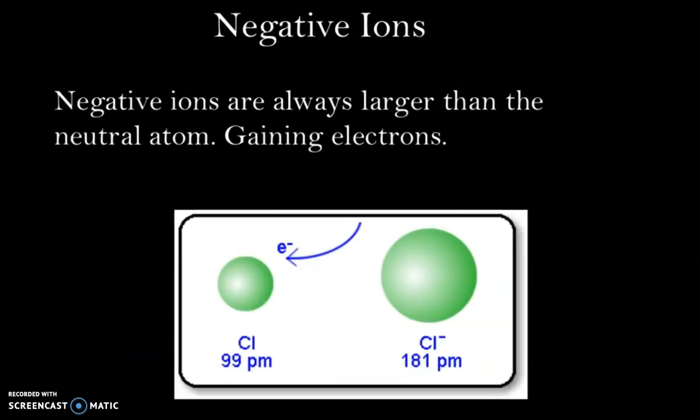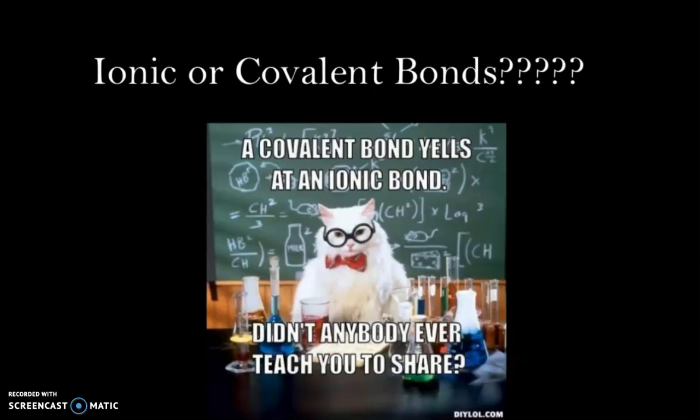Negative ions are always larger than the neutral atom, as they are formed by gaining electrons. Just consider the example of chlorine. In the atomic state chlorine has a size of 99 picometer. As it gets one electron, it converts into Cl minus, and the size increases to 181 picometer. Now the next topic is ionic or covalent bond in a chemical bond.